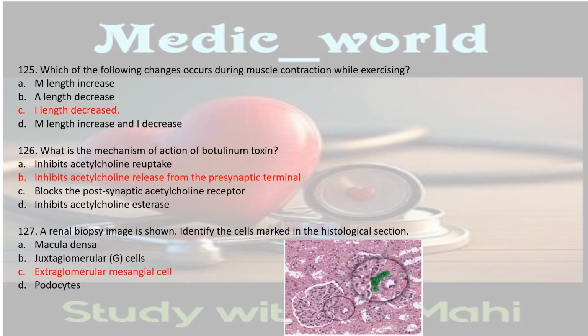Which of the following changes occurs during muscle contraction while exercising? The answer here is I band length decreased. What is the mechanism of action of botulinum toxin? The answer is inhibits acetylcholine release from presynaptic terminal. A renal biopsy image is shown. Identify the cells marked in the histological section. The answer here is extraglomerular mesangial cells.